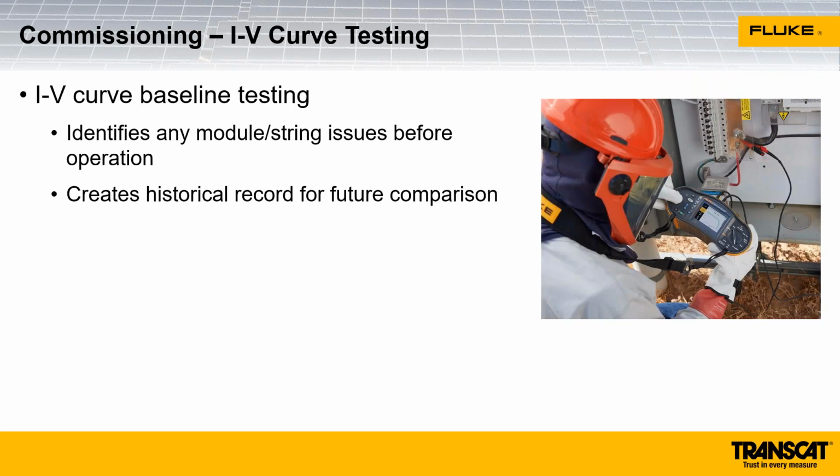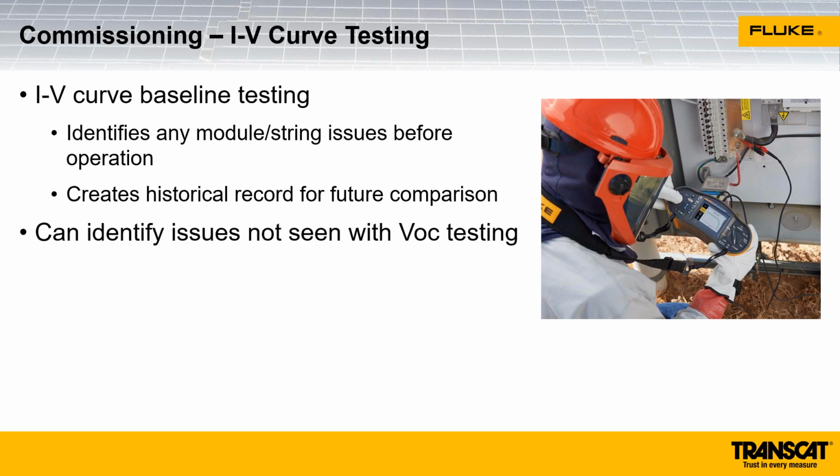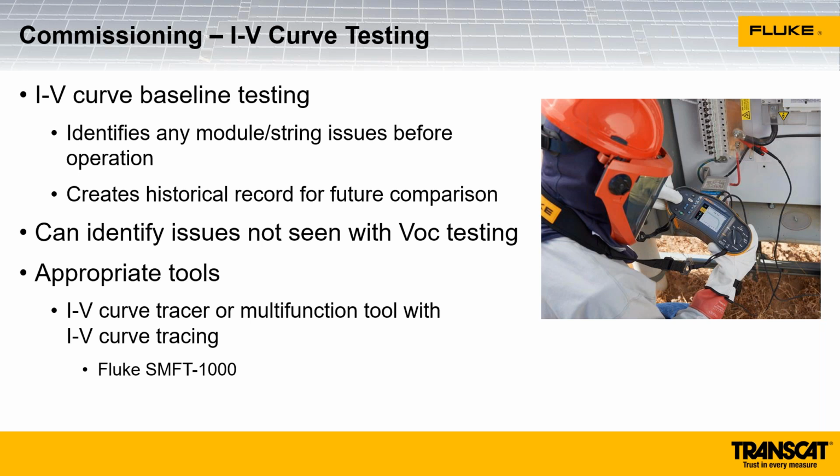Another thing we often see in commissioning is IV curve testing to set a baseline. An IV curve test measures between short circuit current and open circuit voltage and measures many points along the difference between those two and creates a curve. So you can see some issues there that you wouldn't be able to see if you're just doing voltage or current testing. In commissioning, we'll often see IV curve tests used to create a baseline that you can use for historical comparison. So you can go back and ensure that the system was operating properly when you installed it.